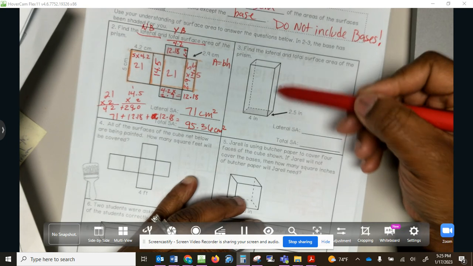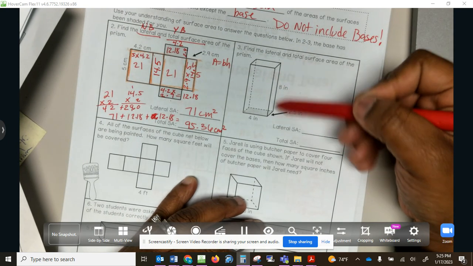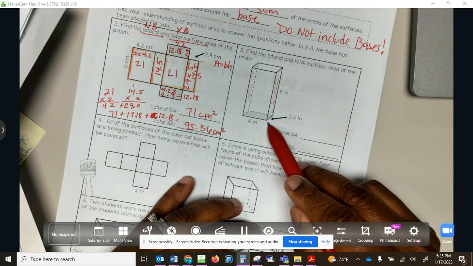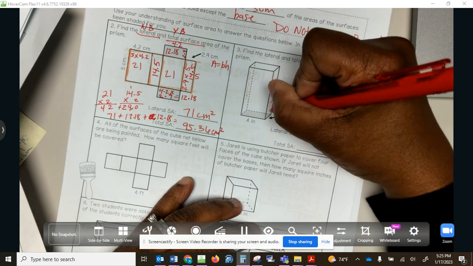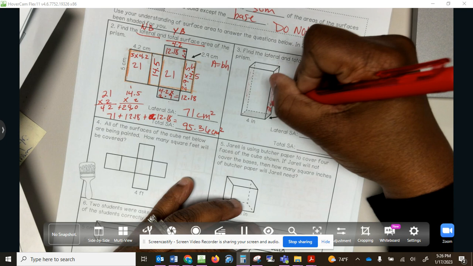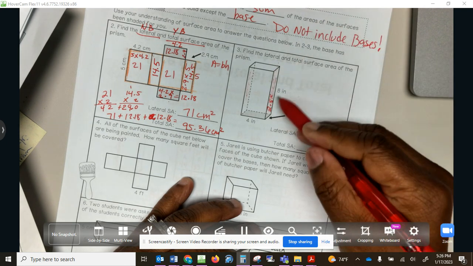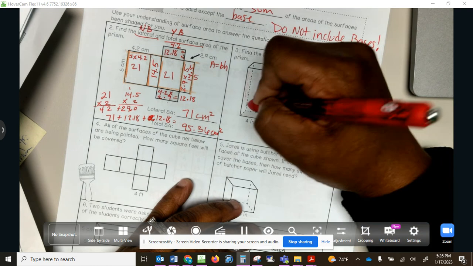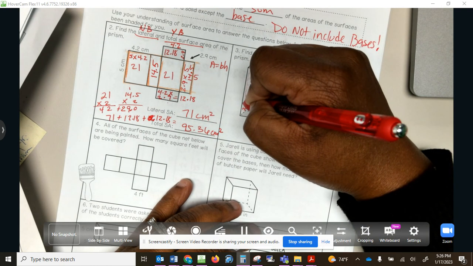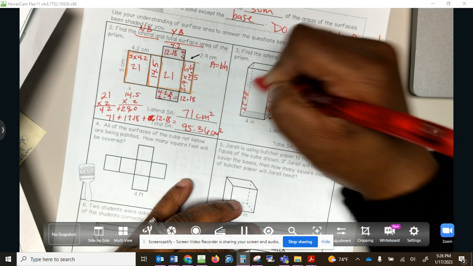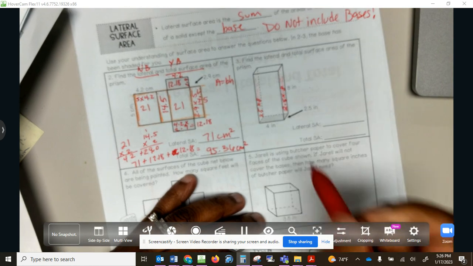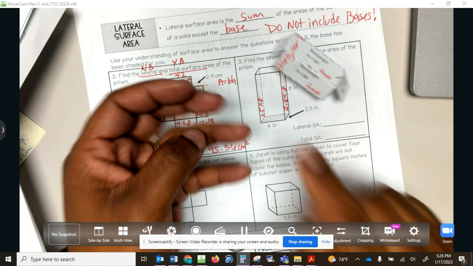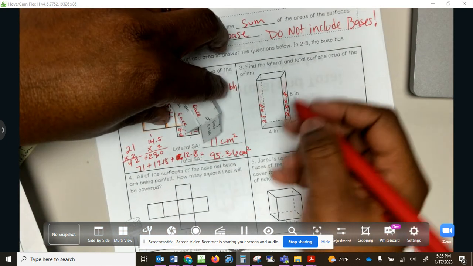So let's look at it from this angle here. What would the measurements be for this side and this side? Well, if I know this little side is 2.5, that tells me here should be 2.5 times whatever the height is, which is 8. So that's 2.5 times 8. So this also is 2.5 times 8. Now, those are the short ones. What about the longer sides? The longer sides will be this bottom.